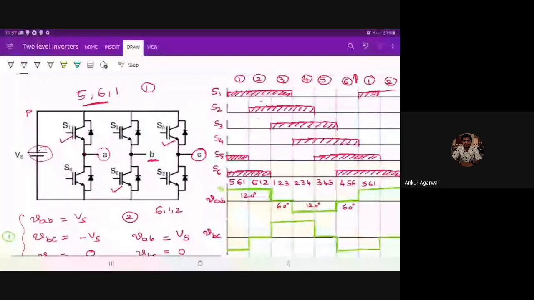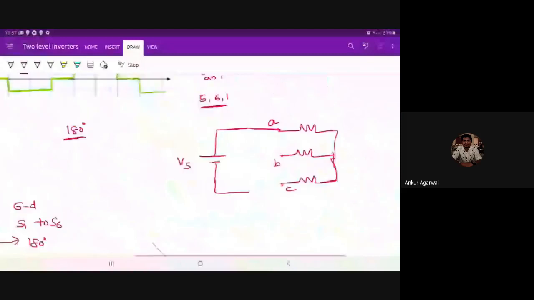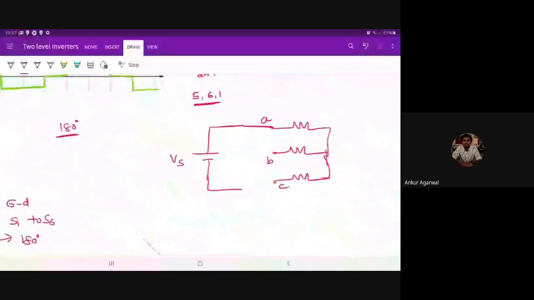The C is connected to this positive plate, right? So I will interchange this one. I assume this is B, connected to the negative plate, and this is C, connected to the positive plate. And this is load neutral N. So this is for when 5, 6, and 1 are in conduction. Is this clear?